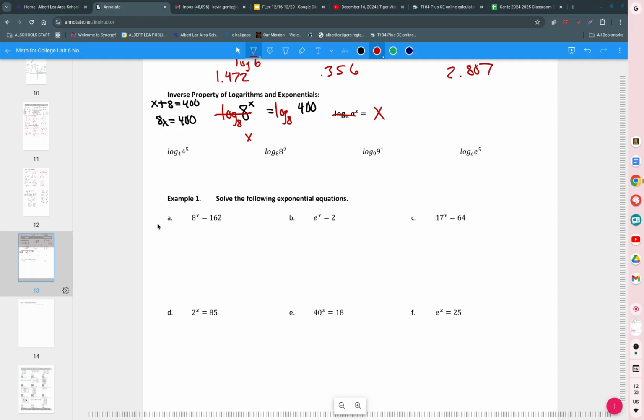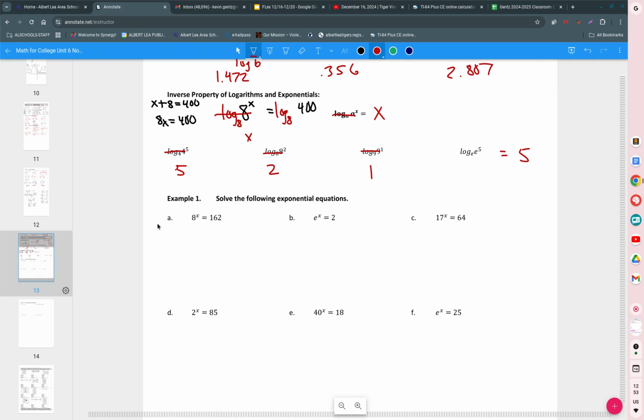So if you see log base 4 of 4 to the 5th, these cancel, and I'm left with 5. If I see log base 8 of 8 squared, what am I left with? 2. Log base 9 of 9 to the 1? 1. Log base e of e to the 5? 5. Now, I want to show you one thing.